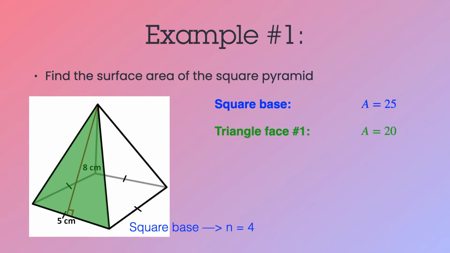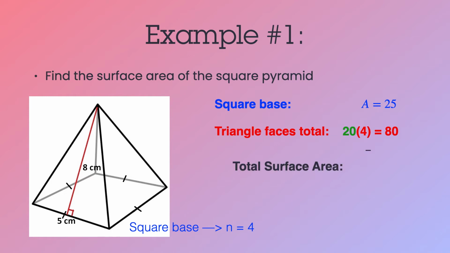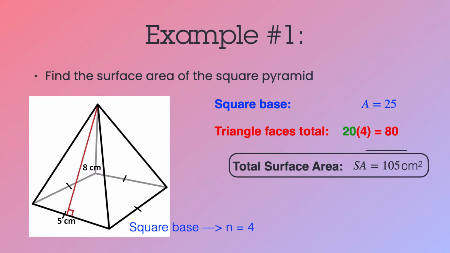Since we had a square base that we were working with, that means n equals 4. 4 sides to the square means there are 4 of these triangles that all meet up at that apex. So if we take our 20 from the first triangle and multiply it by 4, 80 is the total for all of our triangle faces put together. Now there's just one more step in finding our total surface area. We just add these two up. So we'll take 25 plus 80 and we get 105 for our total. And of course, we were working with centimeters for our lengths, so our area is in centimeters squared.